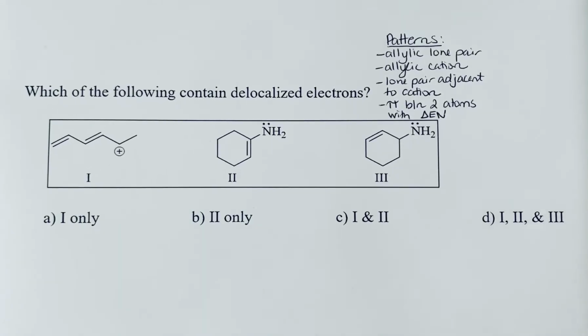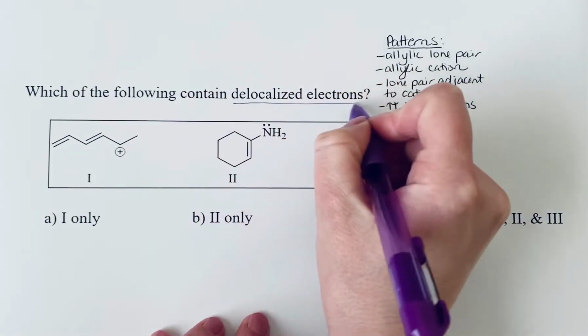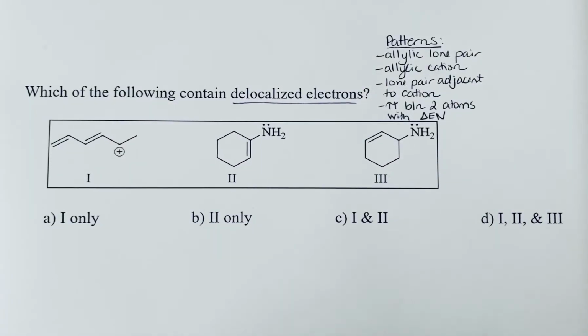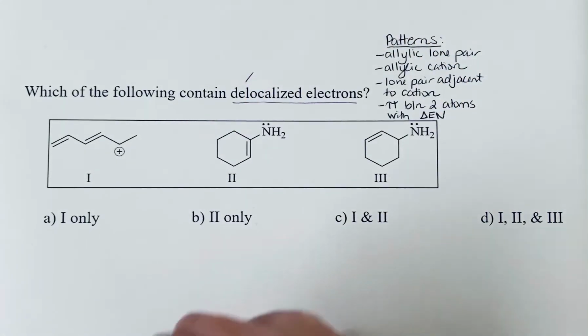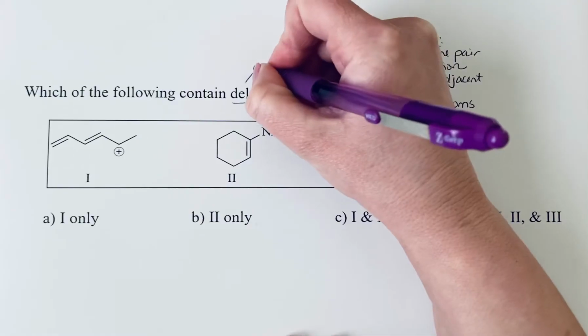Which of the following contain delocalized electrons? So delocalized electrons are electrons that are, well, not local. That means that they are electrons that are shared between more than one atom.